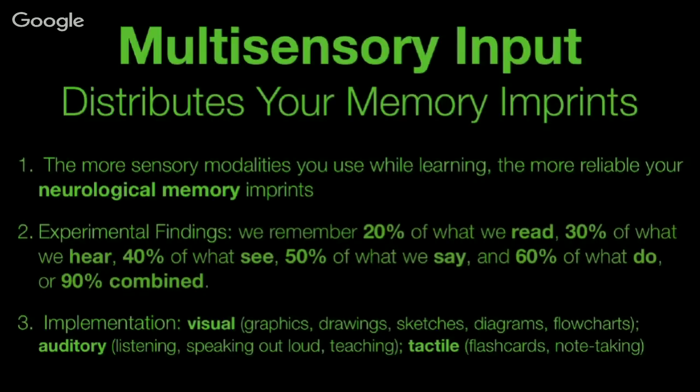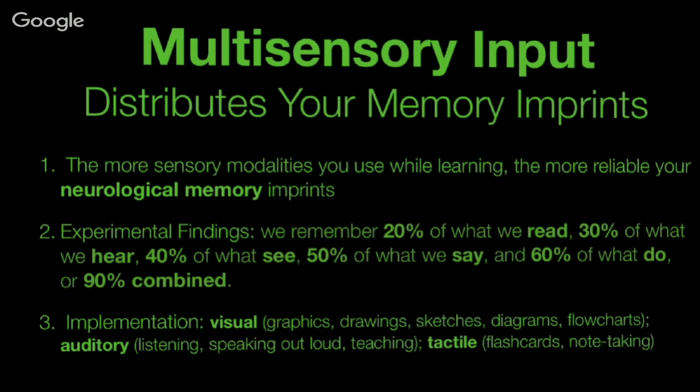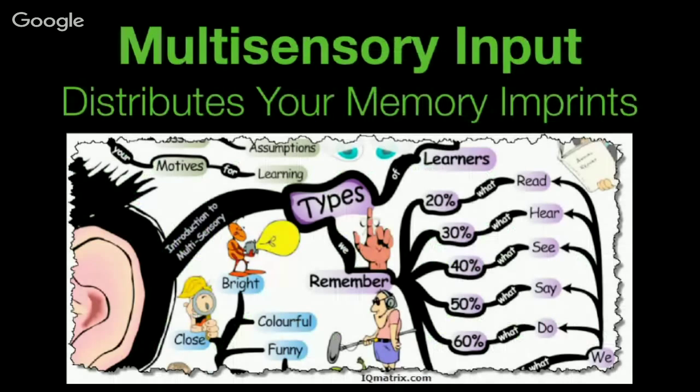And then we have the tactile: flashcards, cue cards, note-taking, and when you're note-taking, you can underline, highlight, shade, etc. So we have visual, auditory, tactile, the primary learning modalities. And there again, to help you remember this, are the different ways of taking in information. Sensory inputs: we've got 20% of what we read, 30% of what we hear, 40% of what we see, 50% of what we say, 60% of what we do, and 90% if we combine all of those.